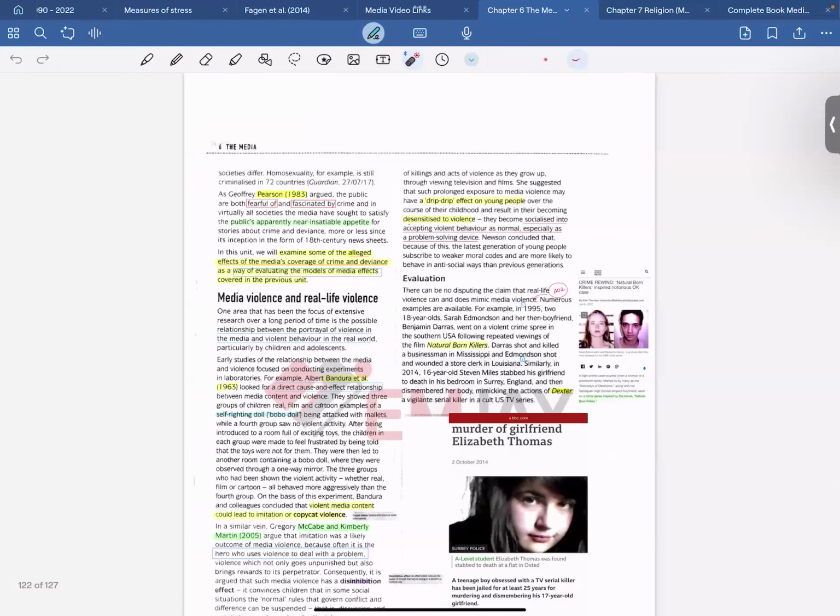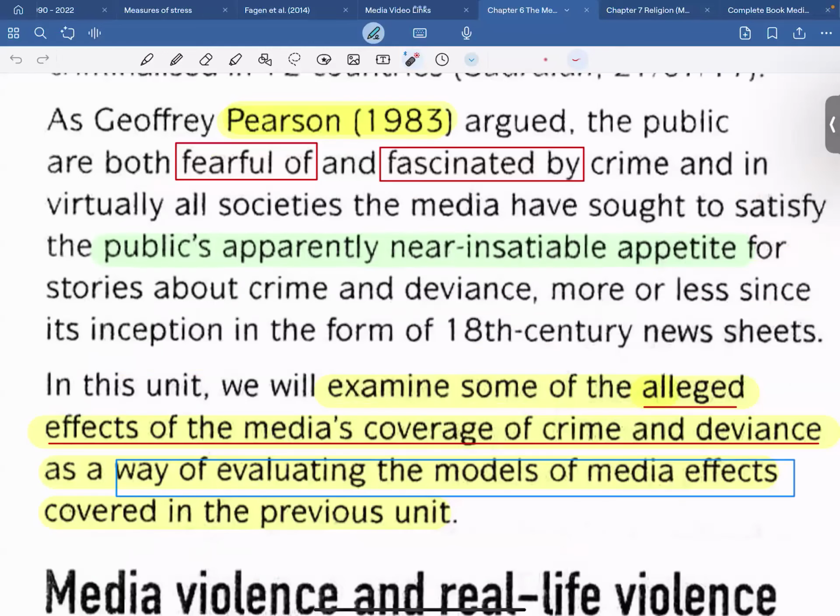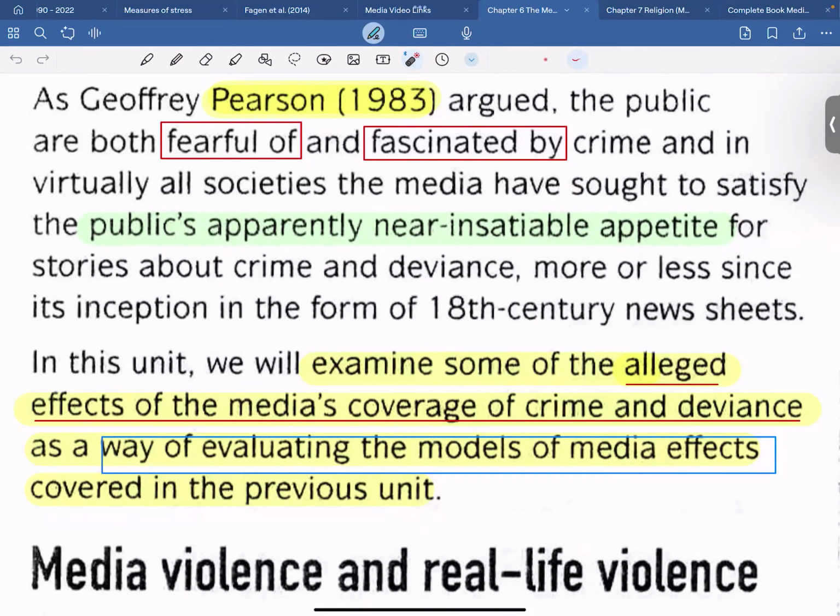Now, I'd like to start this off with an amazing idea that was put forward by Pearson in the year 1983. Pearson argued that we see the public as being both fearful and fascinated by crime. According to Pearson, the public is both fearful and fascinated by crime, and in virtually all societies, the media have sought to satisfy the public's apparently near insatiable appetite.